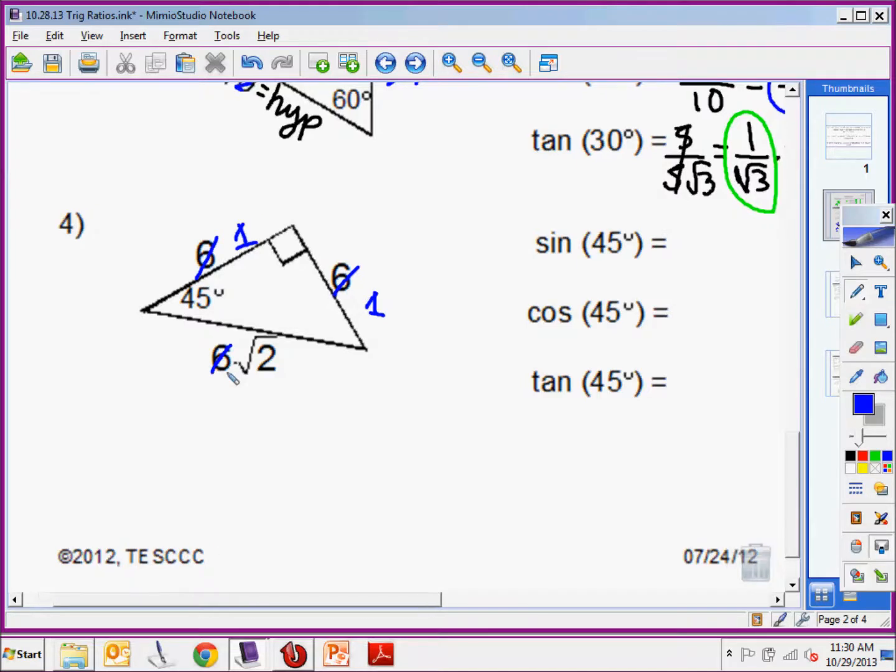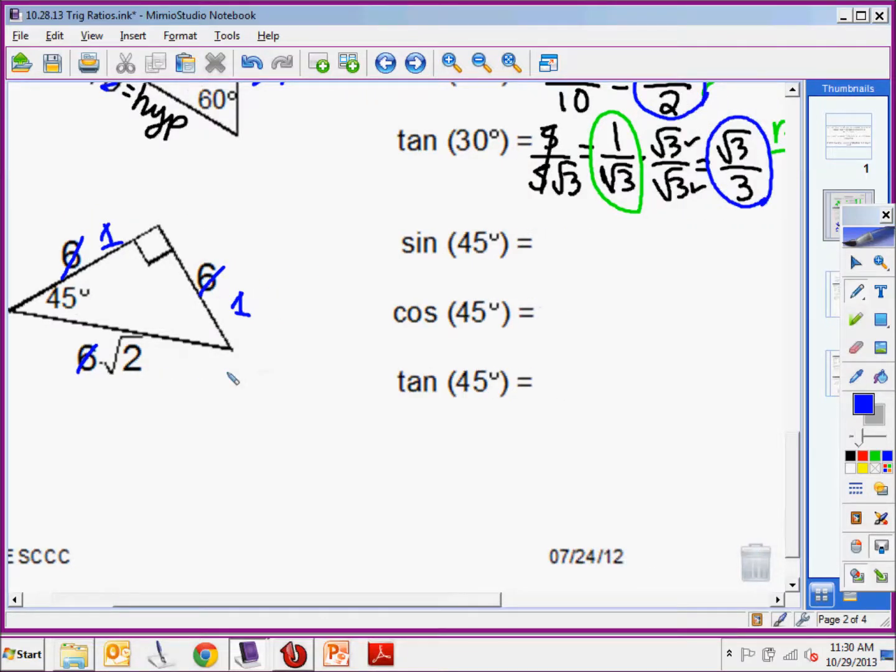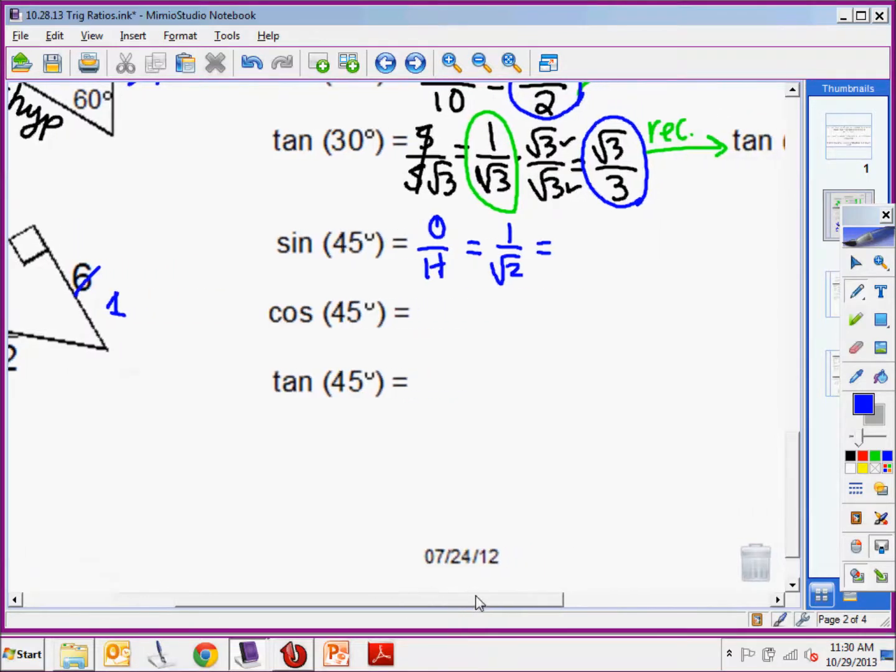So what is sine again? Opposite over hypotenuse. So it's going to be 1. What's opposite of 45? 1 over square root of 2. Am I allowed to have that? Nope. So if I rationalize it, have you guys caught on to the pattern of rationalizing? What is the pattern? It's not going to be 1. It's going to be square root of 2 over 2.